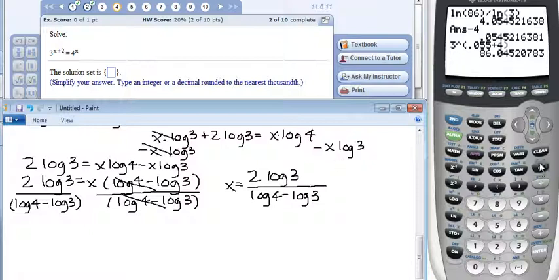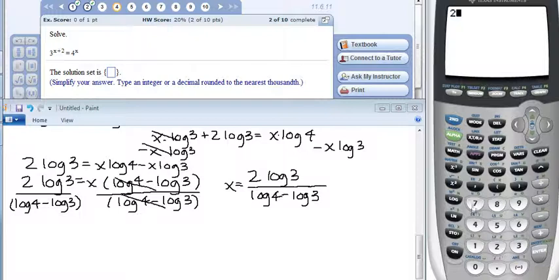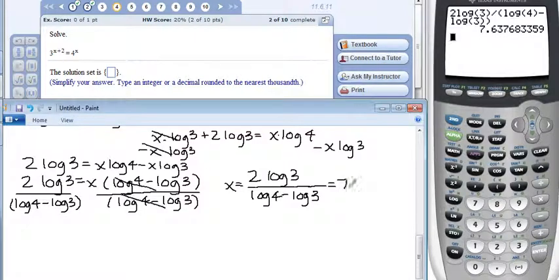Woo! All right, well, let's see what we got here. We've got 2 log of 3 divided by, with a parenthesis because I've got subtraction down underneath my division, log of 4, close your parentheses, minus log of 3, close for the log and close for the parenthesis containing the denominator. Okay, which would equal 7.638.